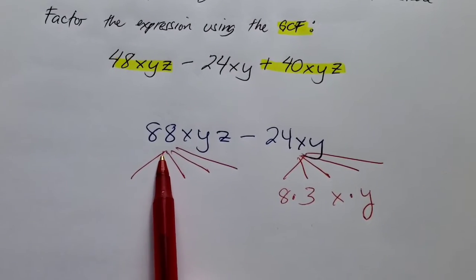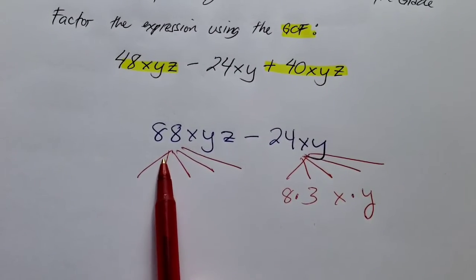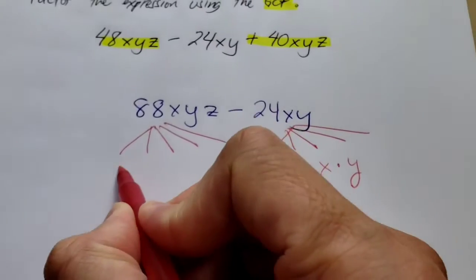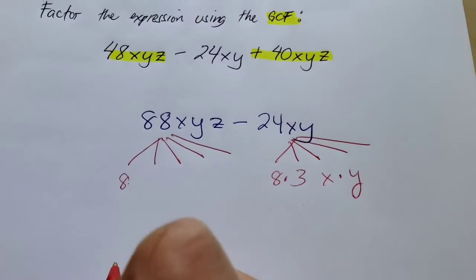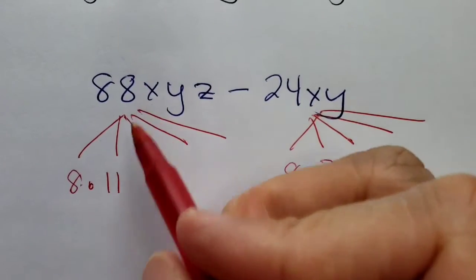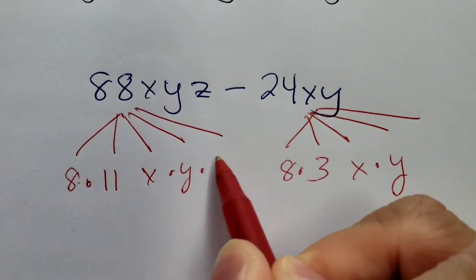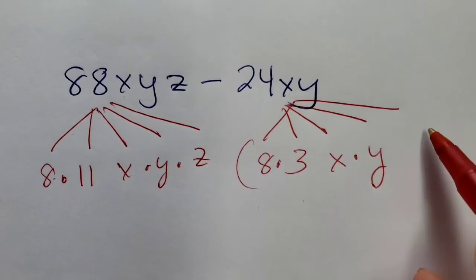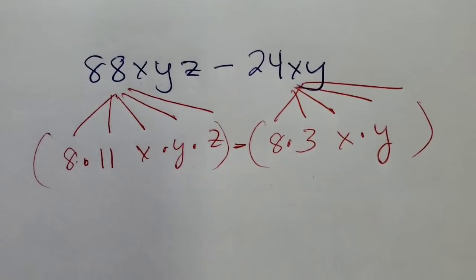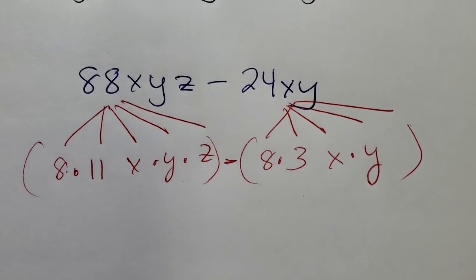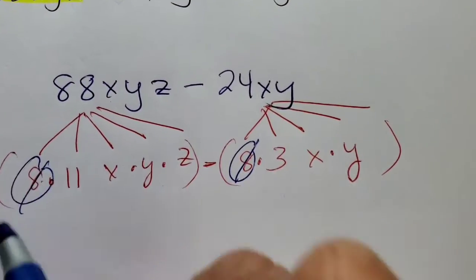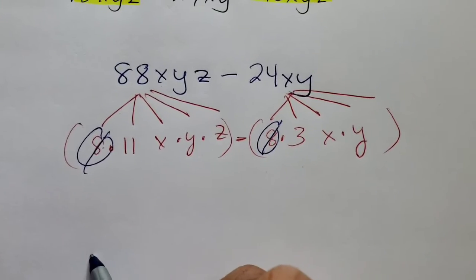The other one would be to do this. So we know we have 8 right here, so we can say, you know what, I'm going to put 8 here. So 8 times something gets me 88, and that's going to be 11. So 8 times 11, and we got x times y times z. So these are in our factor tree, and the minus sign in the middle. Let's just do that. Let's make it easier. So now, what's common? 8 is common. So that's our GCF, 8.